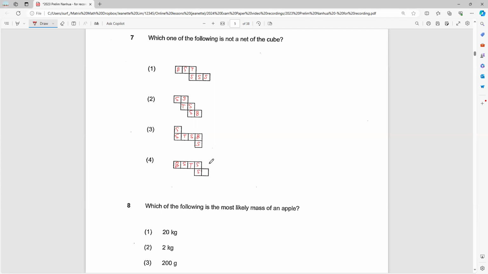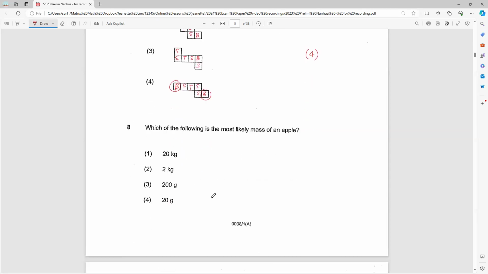How about this? Is this the side or the bottom? Now, this is going to touch 2 sides. So this has to be the bottom. And since you have 2 bottoms, that cannot be the net of the cube. Okay, so 4. You can't have this. They will overlap.